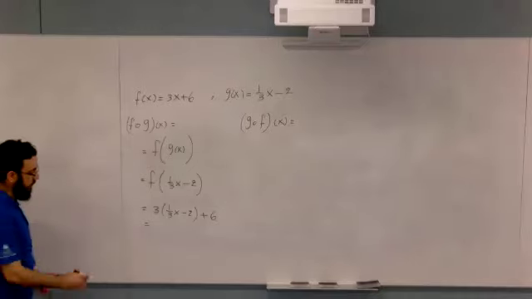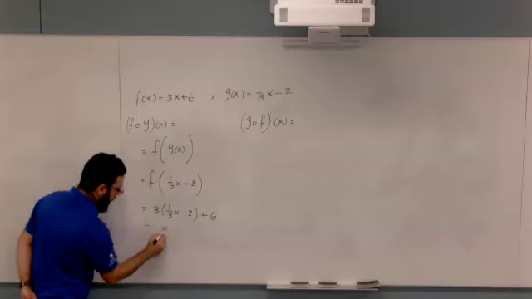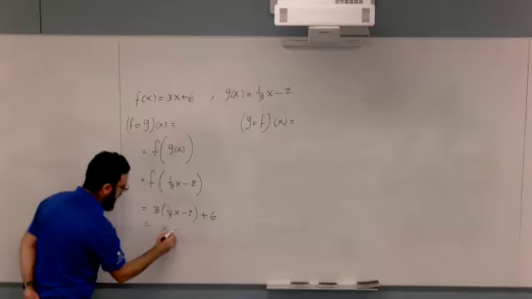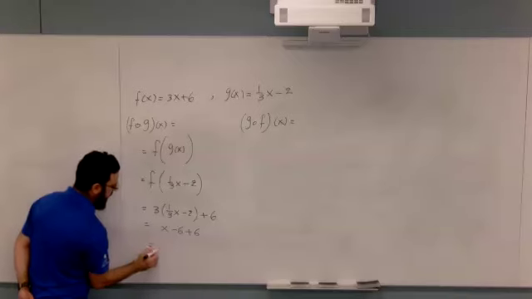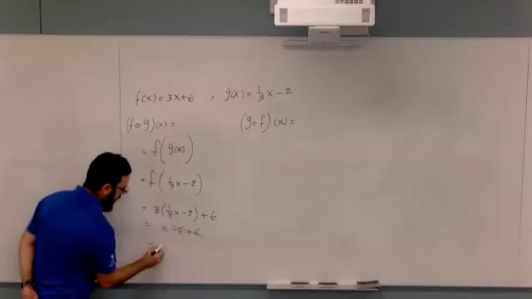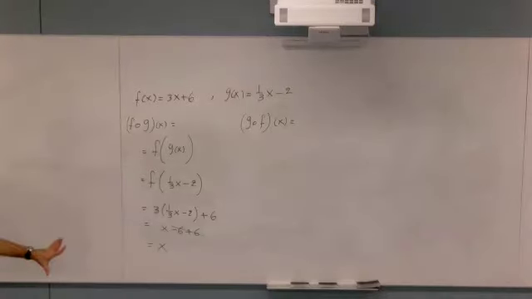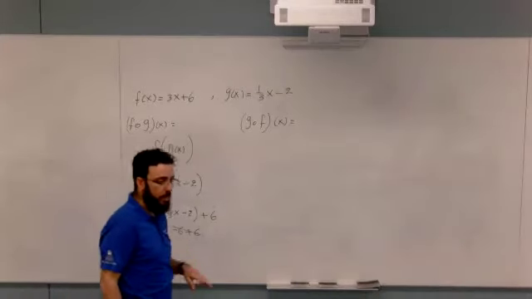What's the next step? Multiply. 3 times 1/3 is 1x, right? 3 times -2 is -6, plus 6. -6 plus 6 is 0. So what's left? X. So the first part is right, we get an X. We need to prove the other one. Is that okay?